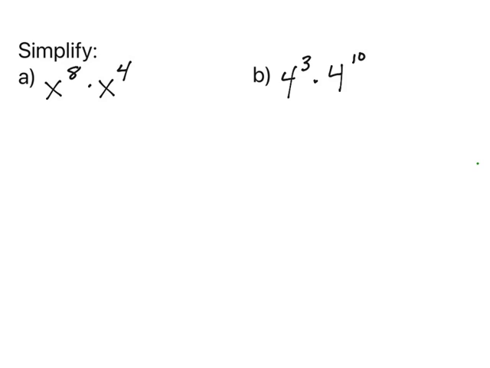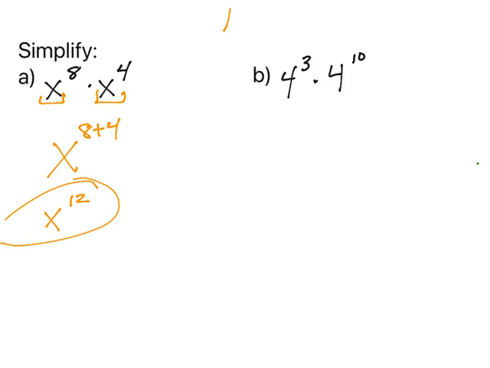So let's go ahead and play with some of these. Simplify x to the eighth times x to the fourth. It's always important to say, do my bases match? Yes. So the base is the same. Base stays x, and I'll say 8 plus 4, which is 12. So my answer there is x to the 12th.